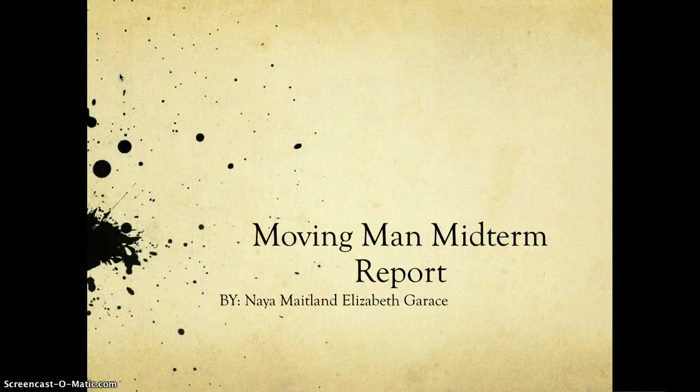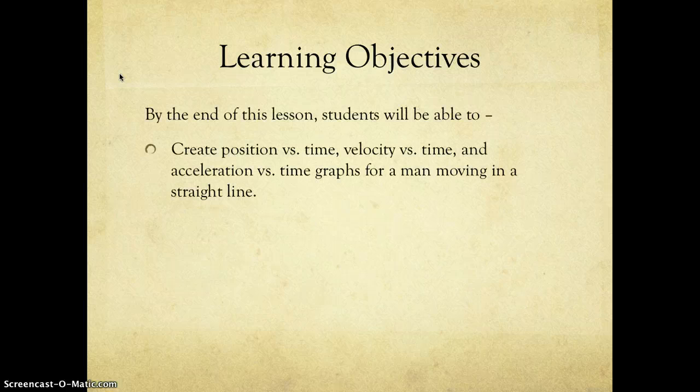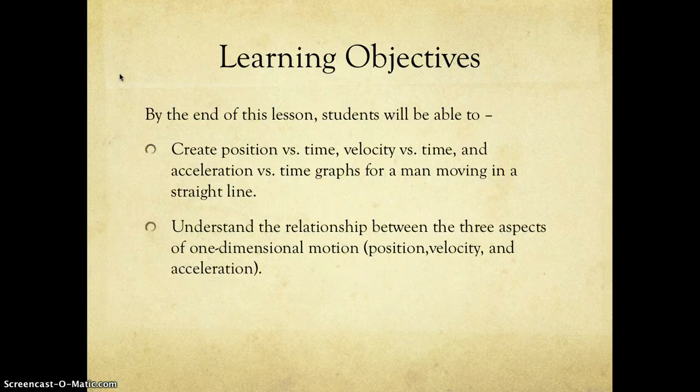Okay, so the moving man. Your learning objectives for this lab report will consist of creating a position versus time, velocity versus time, and acceleration versus time graph for a man moving in a straight line. So what we just saw before was a man on a ruler, and we're going to try and move him back and forth left to right and figure out what would be his position, his velocity, and acceleration for each time, and create a graph from it. Then, understand the relationship between the three aspects of one-dimensional motion, which is position, velocity, and acceleration.